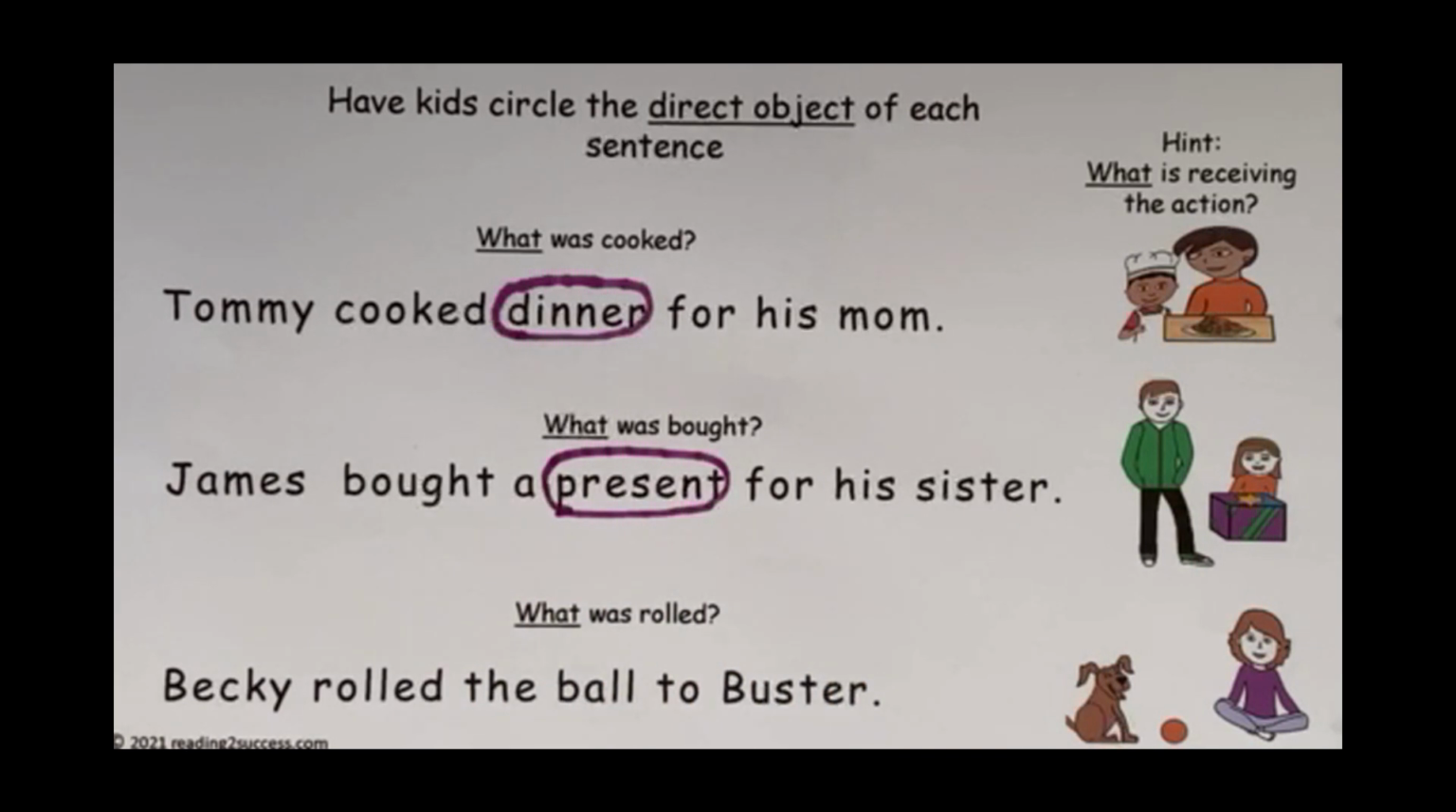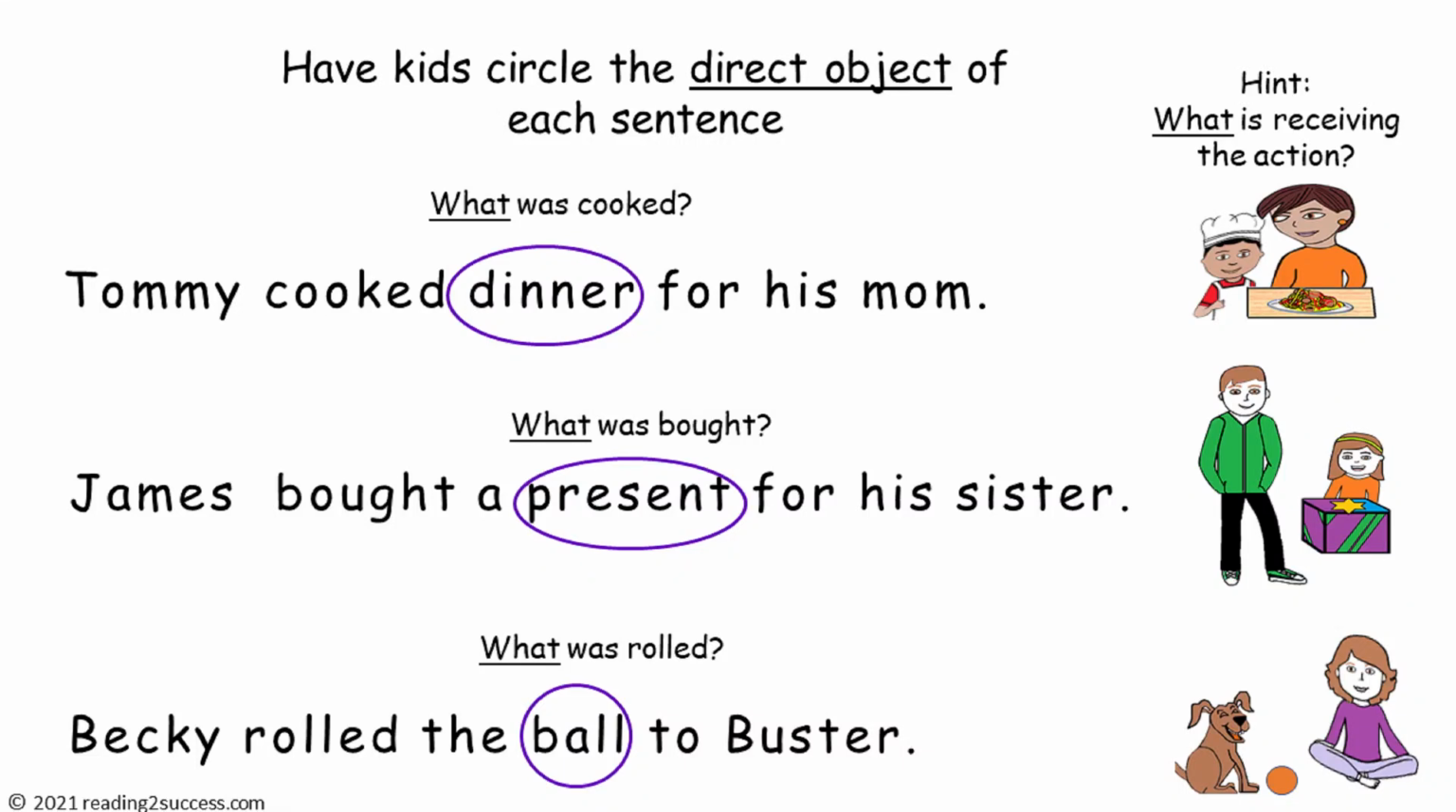And our last sentence, Becky rolled the ball to Buster. Rolled is the action. So we ask, what was rolled? The ball. And ball is the noun, so we just circle that. So our direct objects in each sentence are dinner, present, and ball. And this is a completed example.